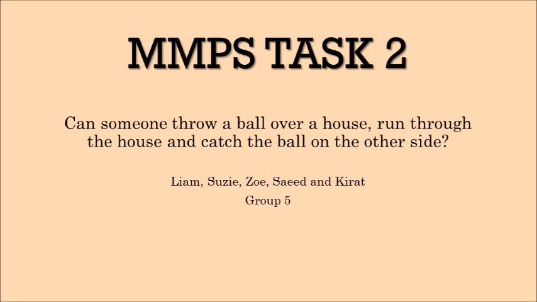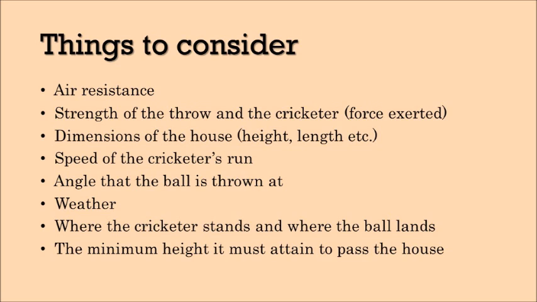Okay, this is our MMPS task 2, and the question is, can someone throw a ball over a house, run through the house, and catch the ball on the other side? So before we even begin this problem, there are a list of things we need to consider, and these are the different factors that can affect the model that we create.